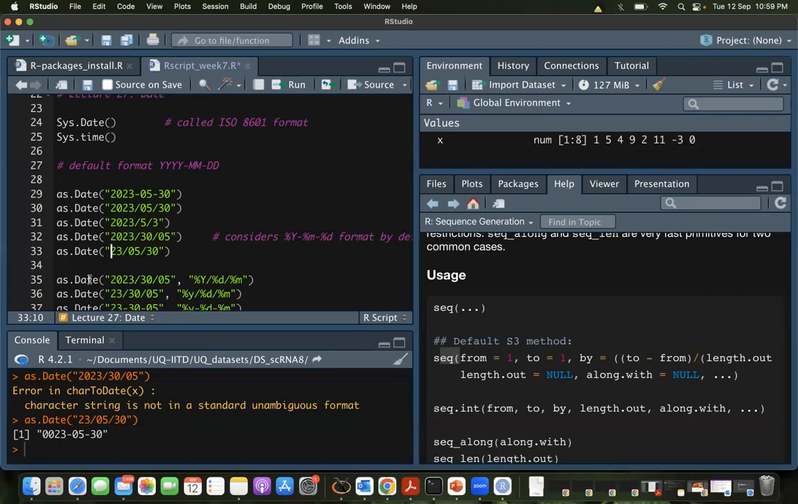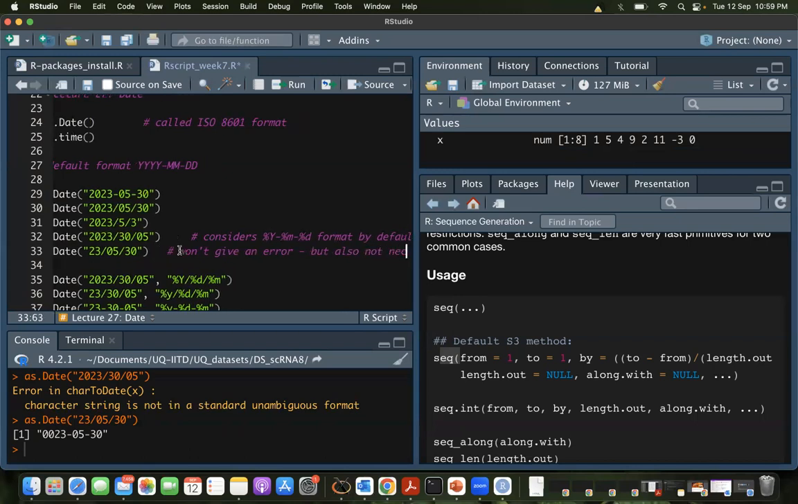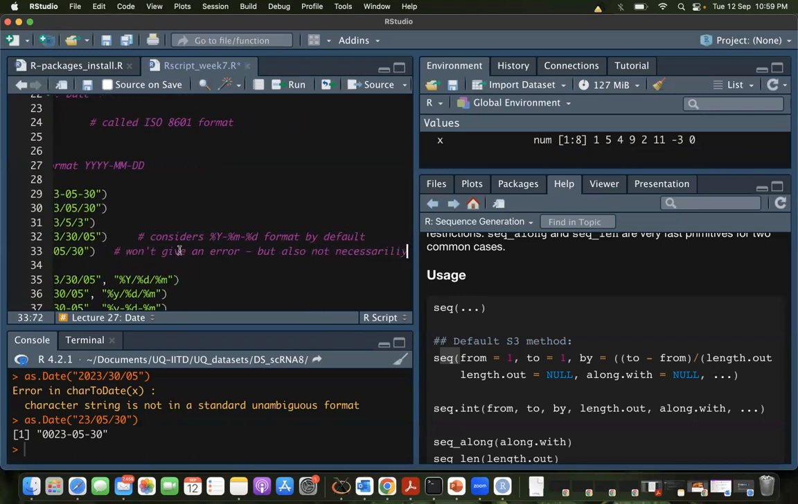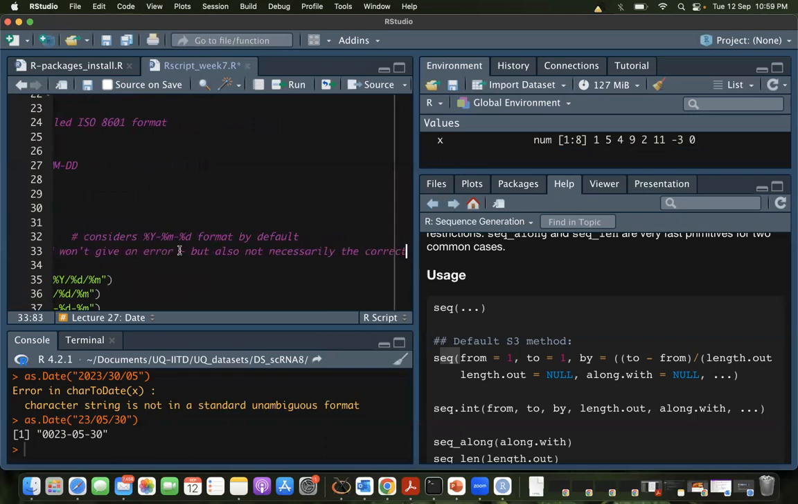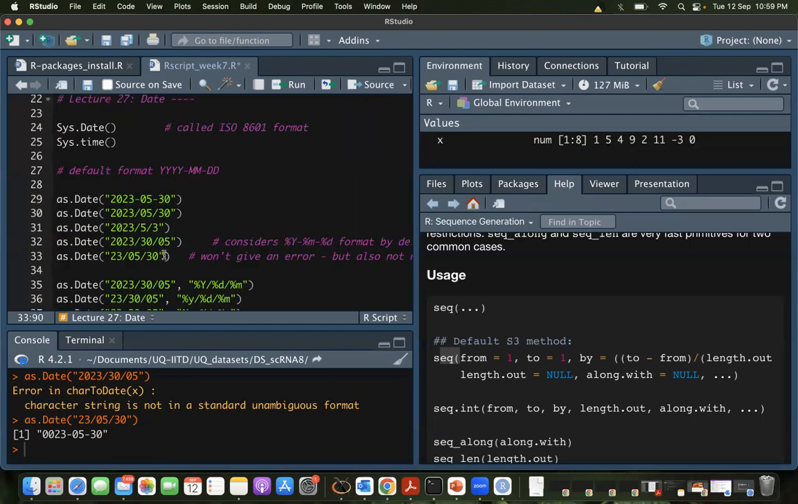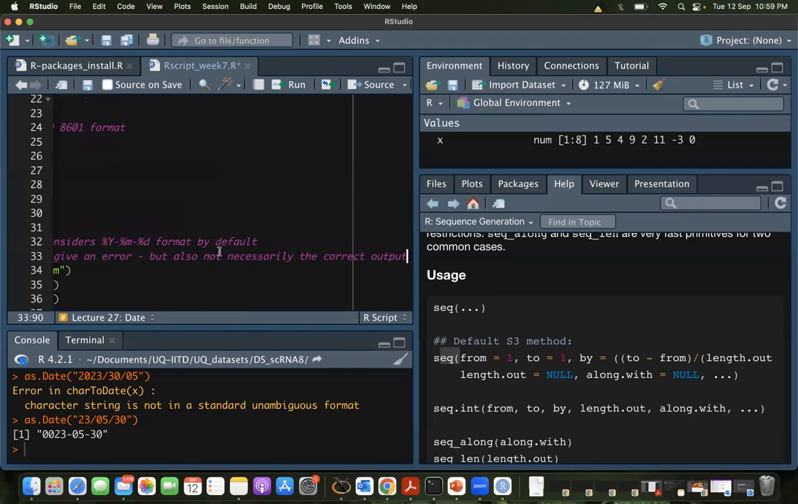So it's just going to say, okay, if nothing is there, that it means 00. That's what it did here also. It just added 0 to any of the positions that are empty. So it won't give an error, but also not necessarily the correct output. So you have to be just a little careful with this.